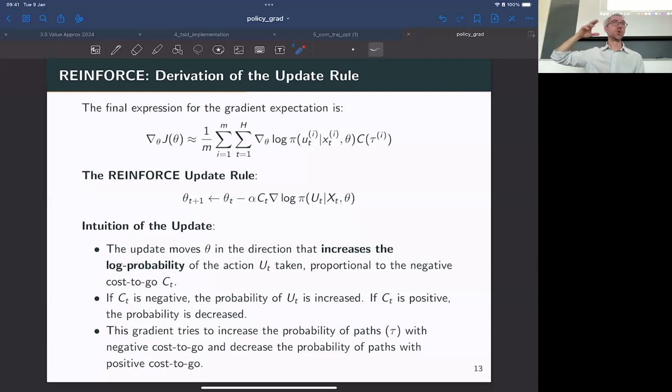Okay, so what this update rule is doing is actually very intuitive. It's looking at the cost over the episode. If that episode had a positive cost, I want to decrease the probability of the action that I've taken because a positive cost is bad. If I had a negative cost, that's good. And so I want to increase the probability of those actions. And I'm going to do this increase and decrease proportionally to the cost.